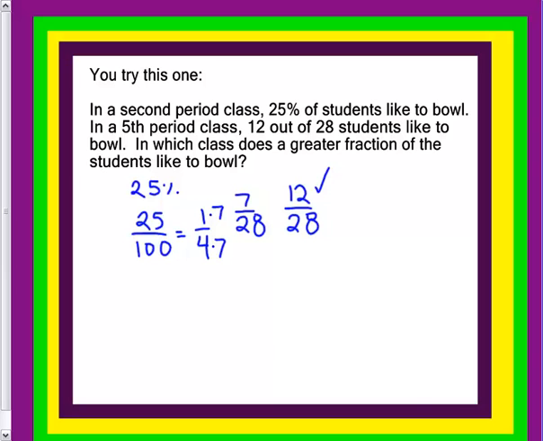So the question's asking, in which class does a greater fraction of the students like to bowl? Well, your numerator 12 is greater than the numerator 7, so it would be our fifth period class, the 12/28.